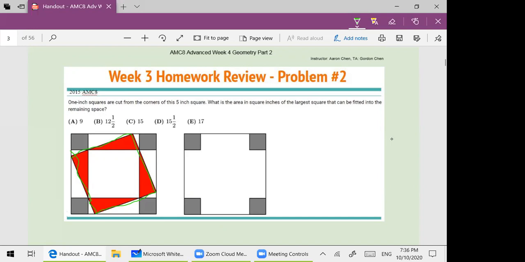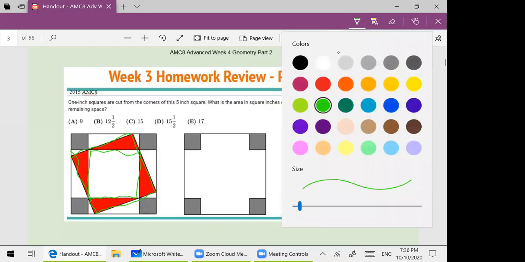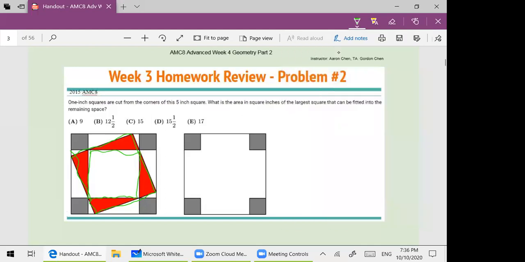Okay, so the area of the square can be broken up into 5 pieces. The largest piece is the area of this inner square, and the other 4 are these 4 triangles here. The 4 triangles outlined in red here.